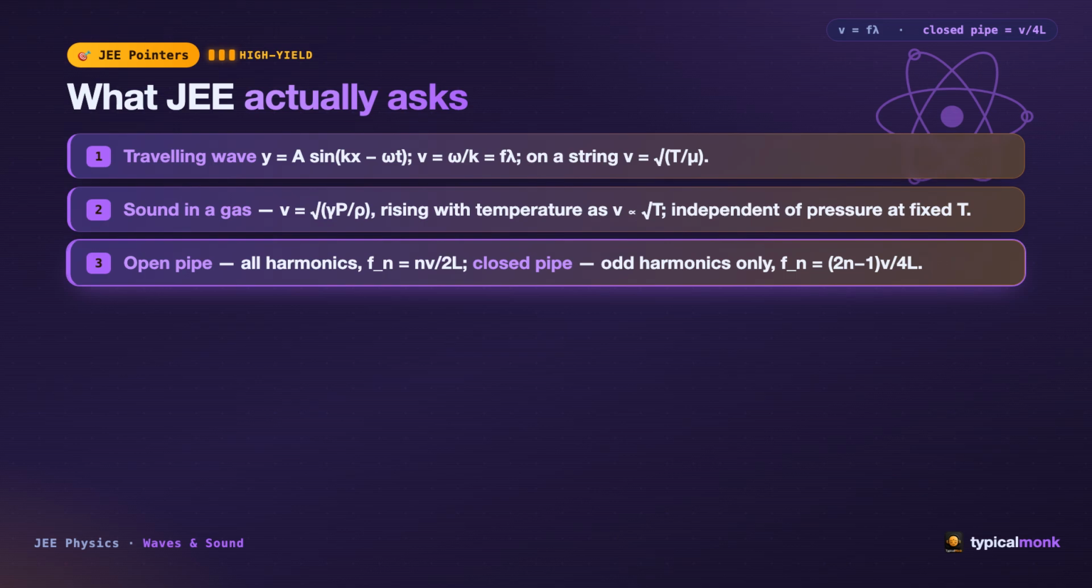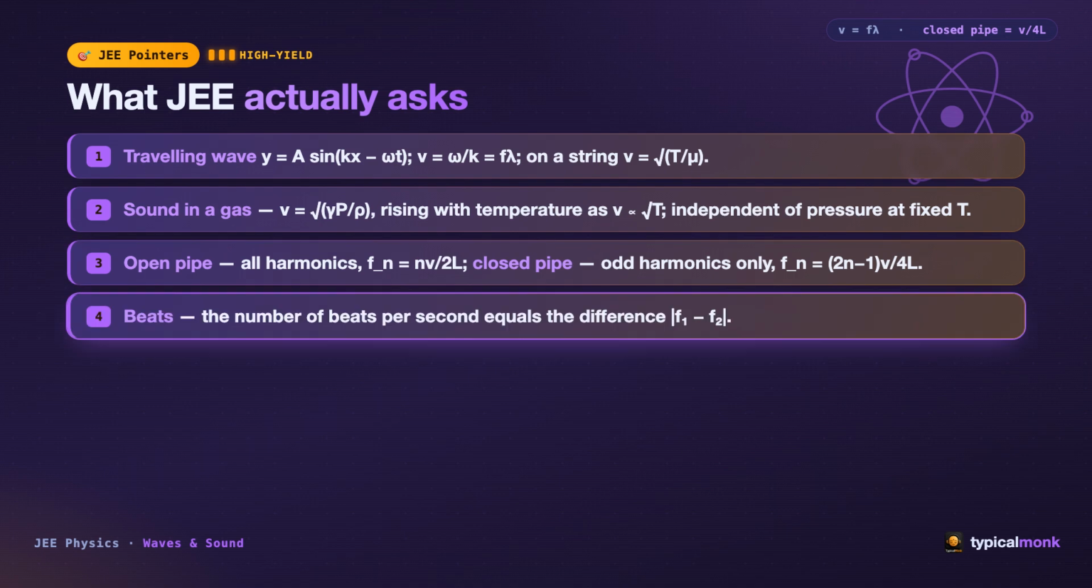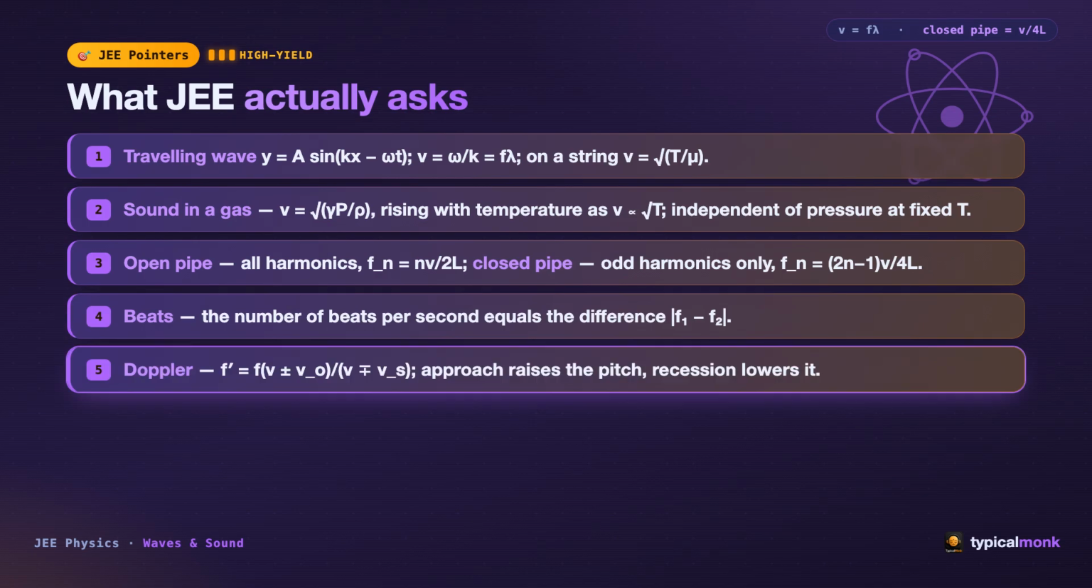3. An open pipe gives all harmonics, Fn equals nv over 2L. A closed pipe gives only the odd harmonics, Fn equals (2n minus 1) times v over 4L. 4. Beats. The number of beats per second equals the difference, |f1 minus f2|. And 5. Doppler. f dash equals f times (v plus or minus v observer) over (v minus or plus v source). Approach raises the pitch, moving away lowers it.